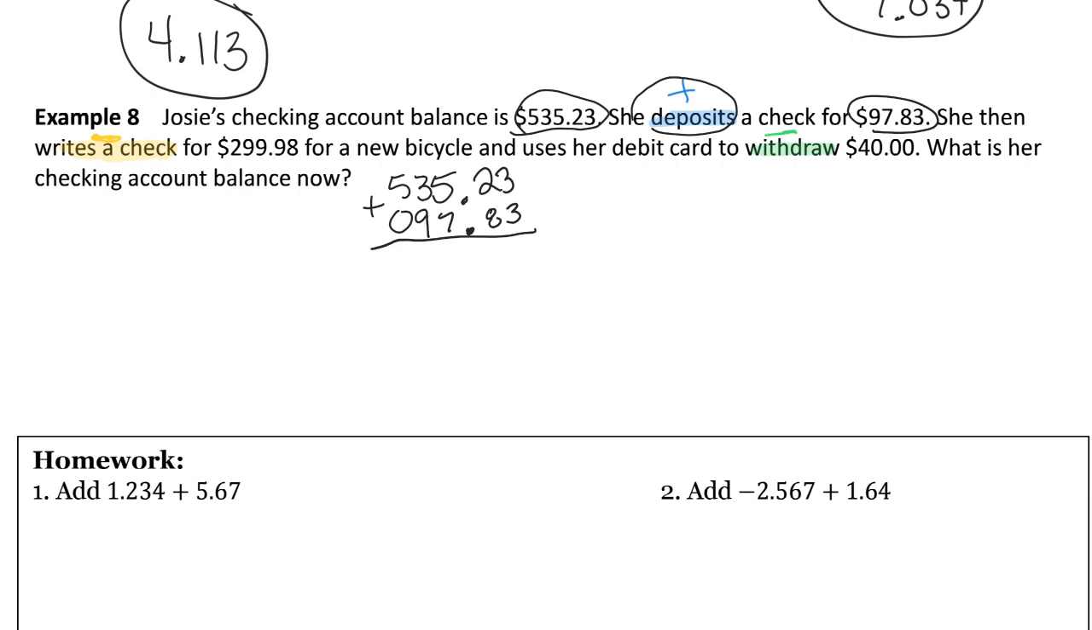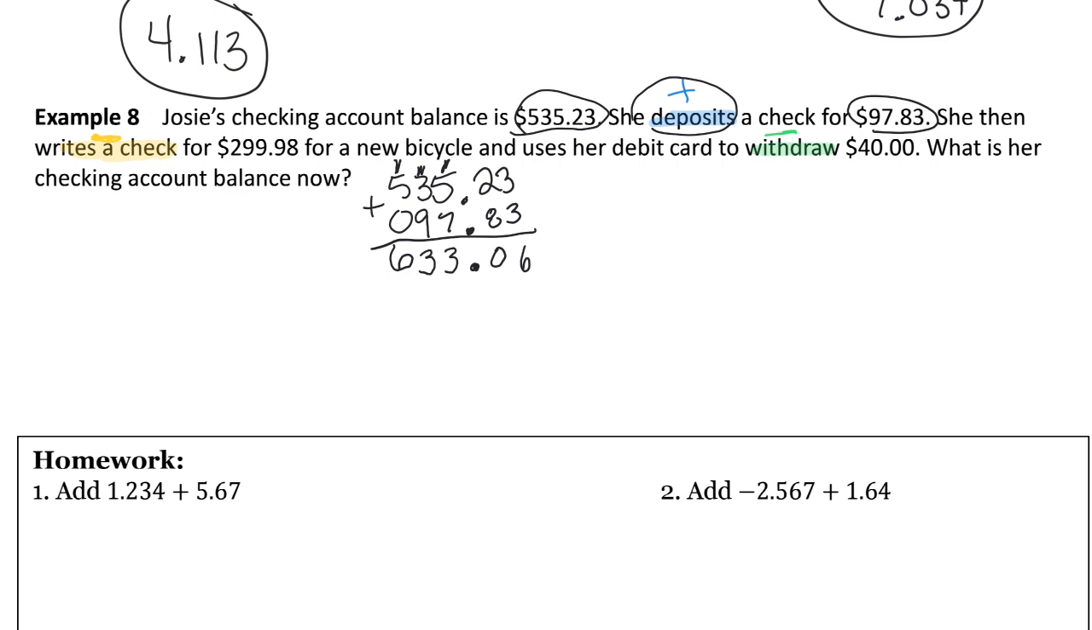So let's start adding. 3 plus 3 is 6. 2 plus 8 is 10. 0 down there, 1 up there. Bring my decimal place down. 5 plus 7 plus 1 is 13. Carry a 1. 9 plus 3 plus 4 is 13. Carry a 1. 1 plus 5 plus 0 is 6. So now her account balance is $633.06. But now we've written a check for a new bicycle.